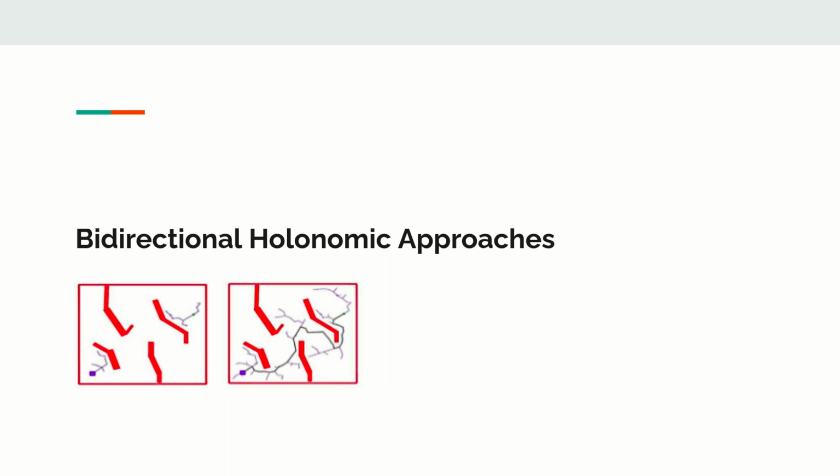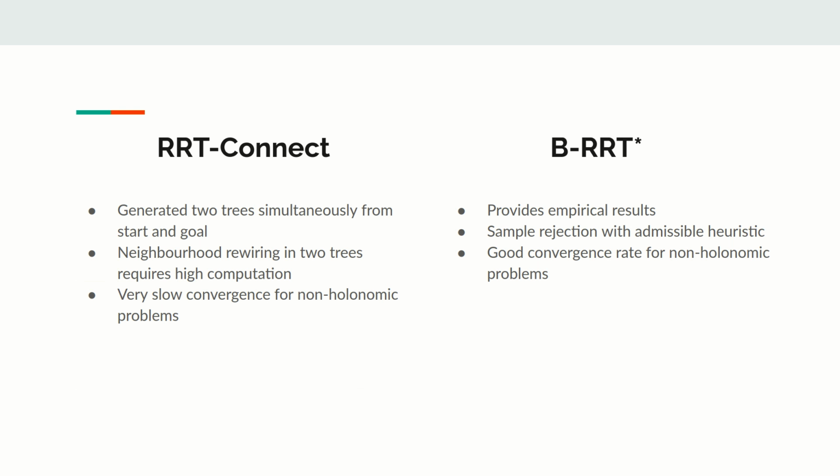Now we'll look into another approach. This approach is the bidirectional holonomic approach. RRT connect is one of the bidirectional exploratory approaches. Here it generates 2 trees simultaneously from start and goal. These 2 trees explore the sample space and connect when they come near enough.